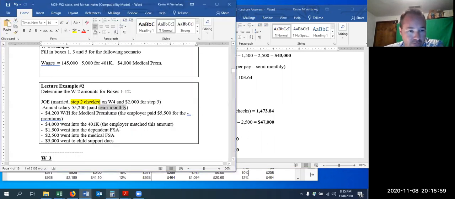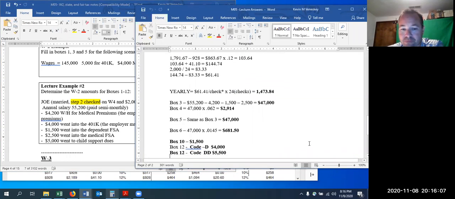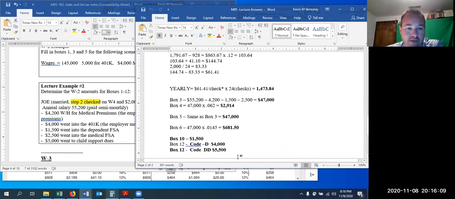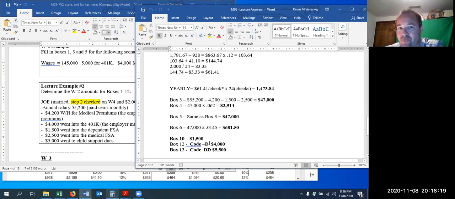Now, the amount here that is for the dependent care would go into box 10 of the W-2. So box 10 would say 1,500. And then the last ones here: how much went into his 401k? 4,000, that would be code D. Code E is if you have a 403B, which is the exact same thing as a 401k. It's just for not-for-profit or government entities' employees.